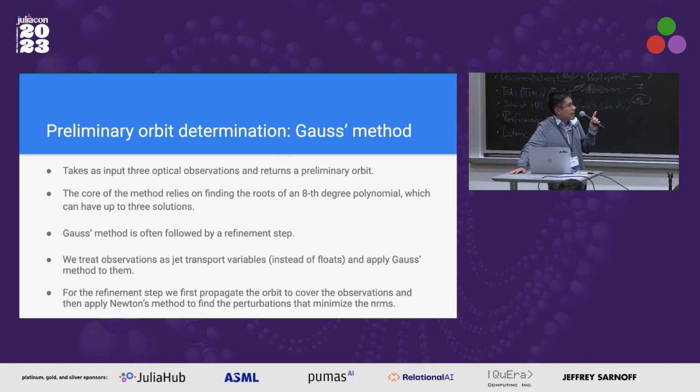It's important that even though it's an 8-degree polynomial, it only has 4 terms. And it turns out that the polynomial can have at most 3 real positive solutions. That's important because when we encounter multiple solutions, we have to check them all to see which one has the best fit to the data. Also, in order to give analytical formulas, Gauss method does a series of approximations that are often not good enough. So the method is often followed by a refinement step.